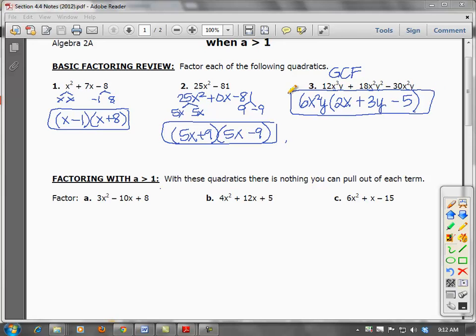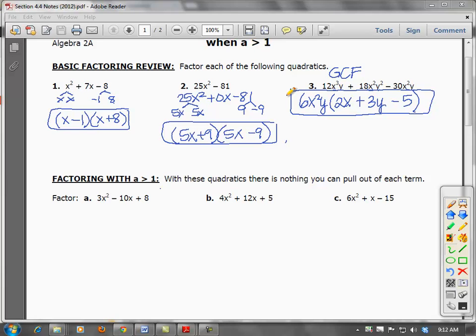This is called factoring out the greatest common factor, the GCF. And all we're trying to do is say what is in common. Normally when questions look like this, you're going to pull out the GCF and be done. Okay? Now, the harder part comes when we start factoring when we have a leading coefficient.